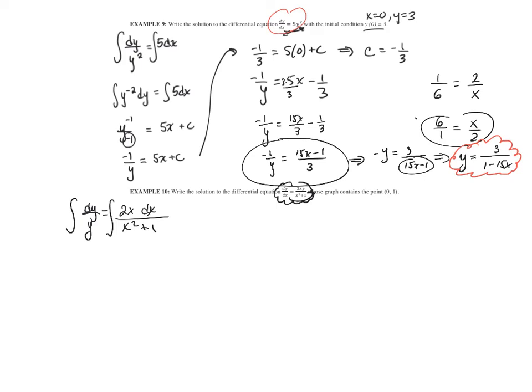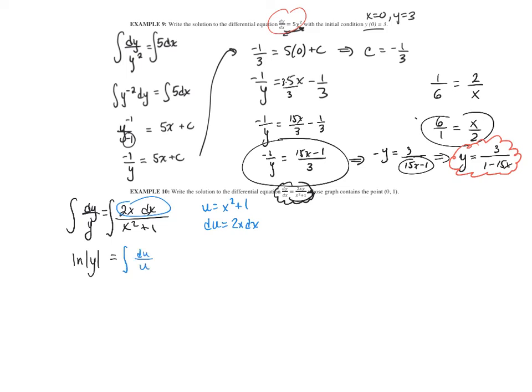So we need to integrate the left, we need to integrate the right. The left side, of course, is just going to be the ln of the absolute value of y. And on the right side, hopefully you can see that if you let u equal x squared plus 1, then du is simply 2x dx. And of course, we have that right up there. So this will be the integral of du over u.